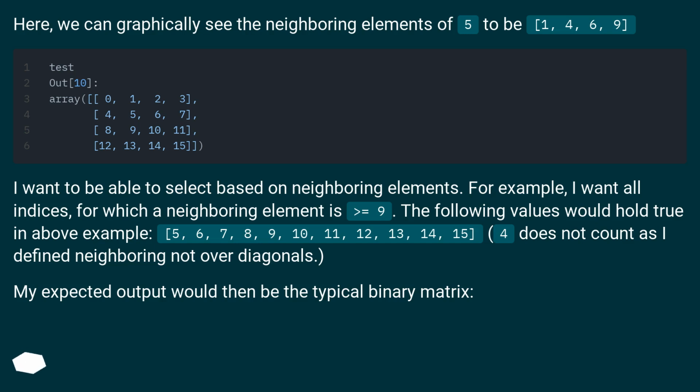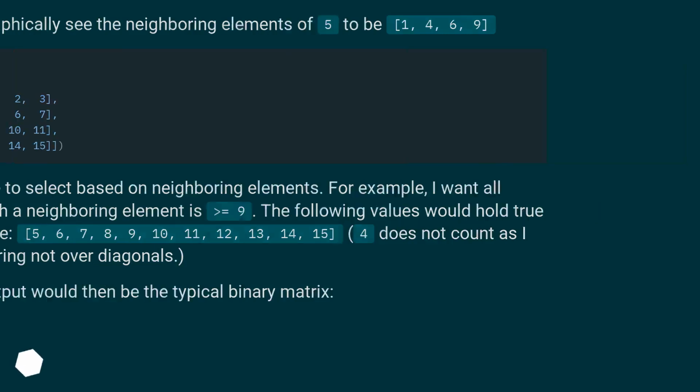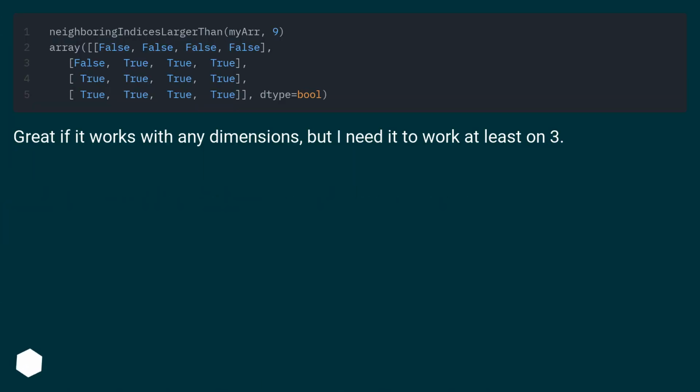My expected output would then be the typical binary matrix. Great if it works with any dimensions, but I need it to work at least on 3.